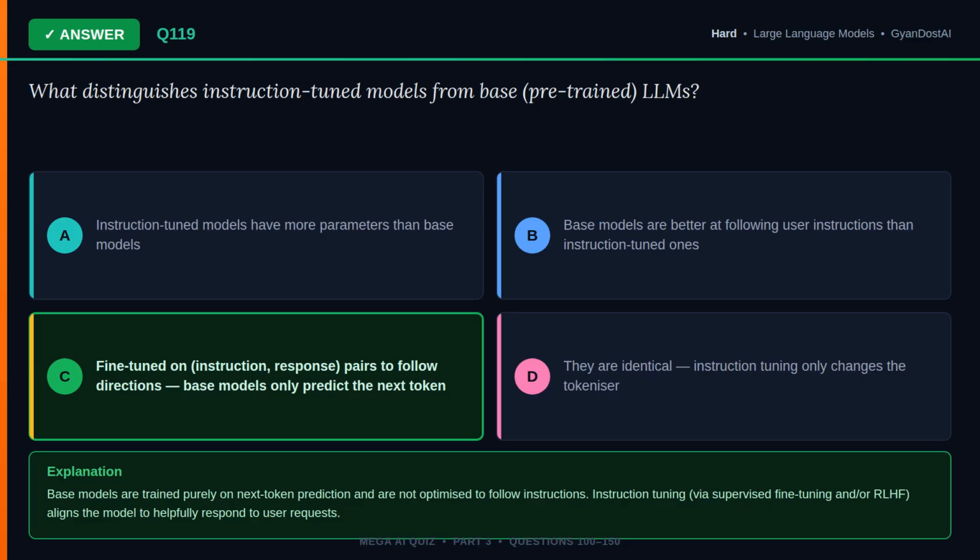Fine-tuned on instruction-response pairs to follow directions. Base models only predict the next token. Base models are trained purely on next token prediction and are not optimized to follow instructions. Instruction tuning via supervised fine-tuning and/or RLHF aligns the model to helpfully respond to user requests.